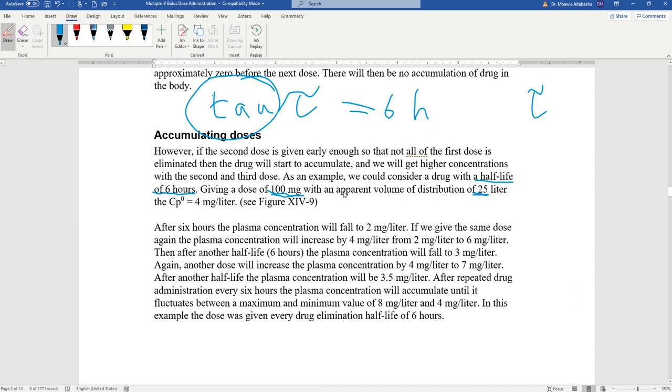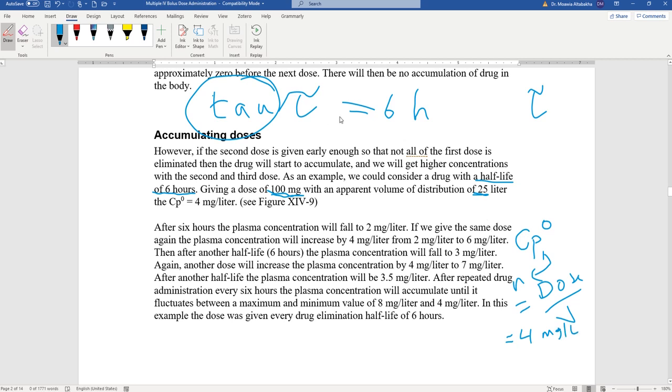Before we start looking at what is happening, because our dose is 100 milligram and the apparent volume of distribution is 25 liters, as soon as I give the first dose, what will the concentration be? We will call it CP10. Look, 1 means the first dose, 0 means at time 0, so after the first dose at time 0. This is what they call n, which is 1 in this case, and 0 at time 0. Of course this will be equal to dose divided by the volume of distribution. So after giving the first dose of 100 milligram divided by 25 liters, it will be equal to 4 milligram per liter.